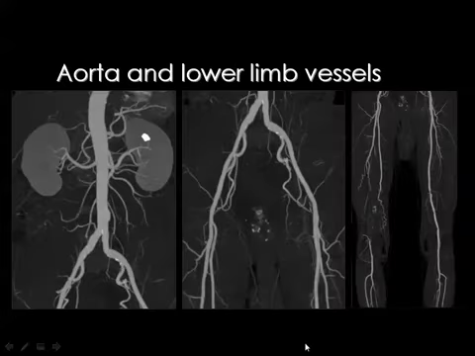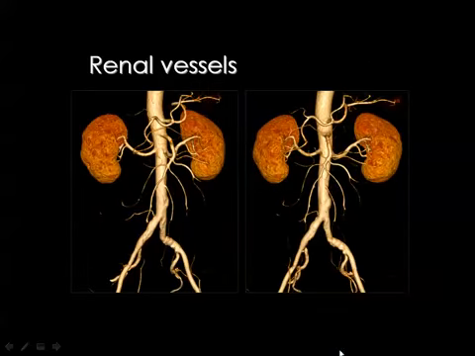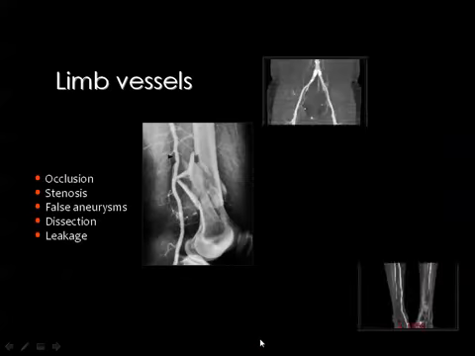Also, you can easily evaluate the lower limb vessels, including the abdominal aorta, the iliac arteries, and the femoral vessels. You see this is almost intact, and here you can see occlusion of the femoral artery. And you can display also the renal vessels in color, 3D, 2D, whatever you like.